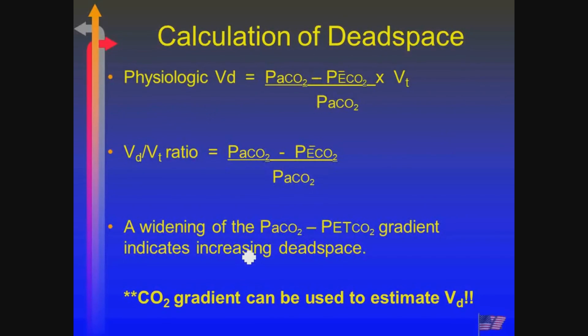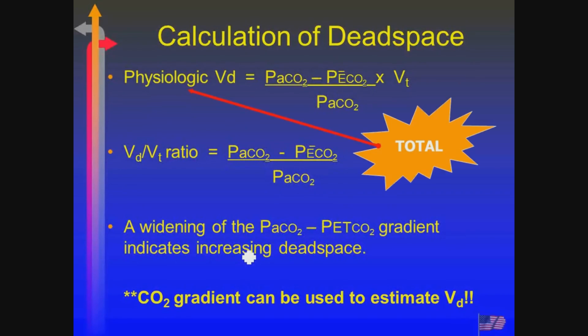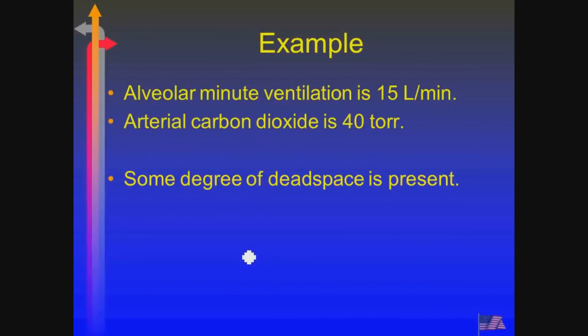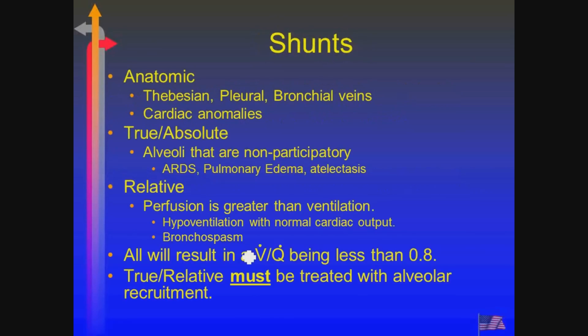We know how to calculate both the dead space volume, the top formula, and the dead space ratio in the bottom, second formula. If I have a high alveolar minute ventilation but a normal PCO2, that's not normal. There's dead space present. And we know about the different types of shunts, your anatomic shunts, the existence of a true or relative shunt. This shunt will always have a VQ less than 0.8. And really, you can't treat a shunt with anything other than re-recruitment.